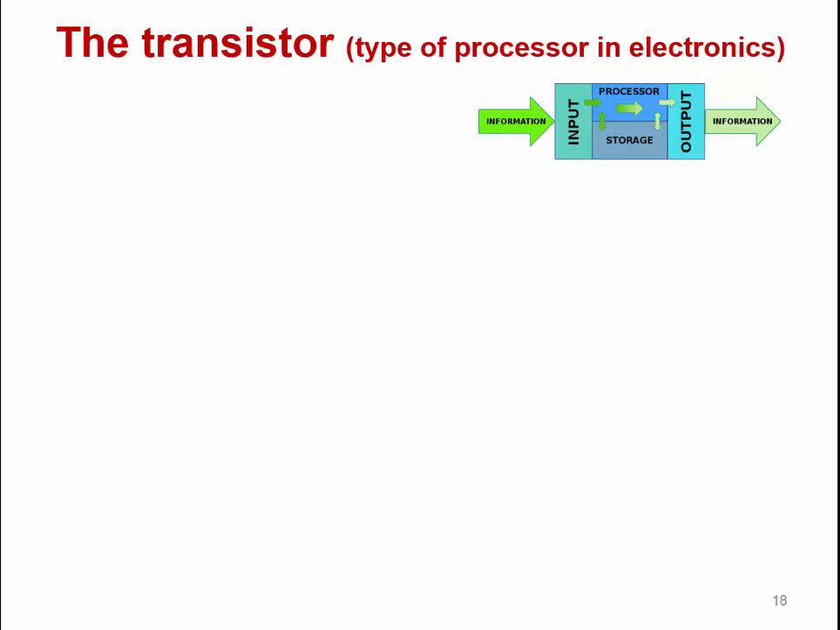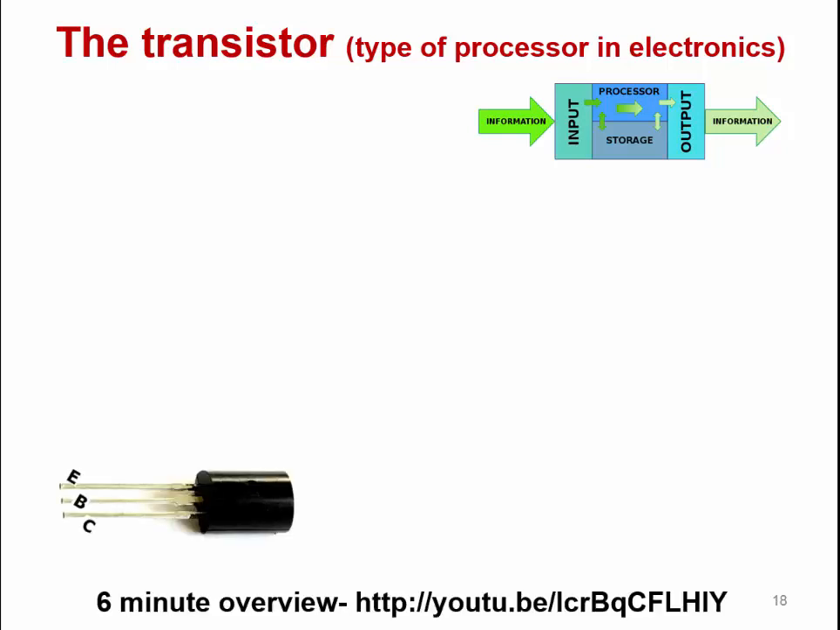A common type of information processor used in electronics is known as a transistor. A picture of what an actual transistor might look like on the outside can be seen at the bottom of this slide. Notice that we can see there are three basic parts labeled E, B, and C. These stand for emitter, base, and collector respectively.